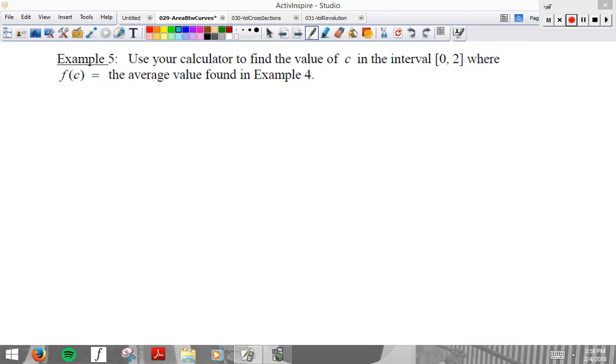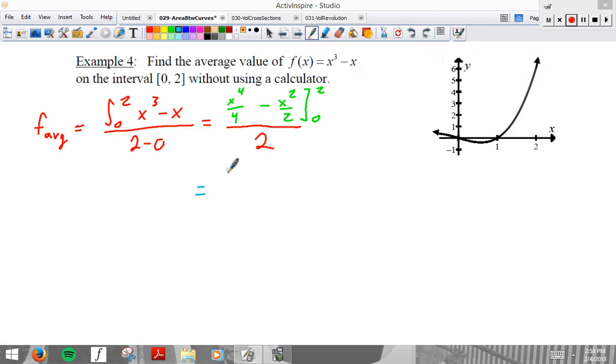2 to the 4th over 4, 2 squared over 2, minus, please, for the love of all that's good and holy in the world, use parentheses when you subtract. Once you get really good and careful, you could write that as 0, but again, some people are messing that up.